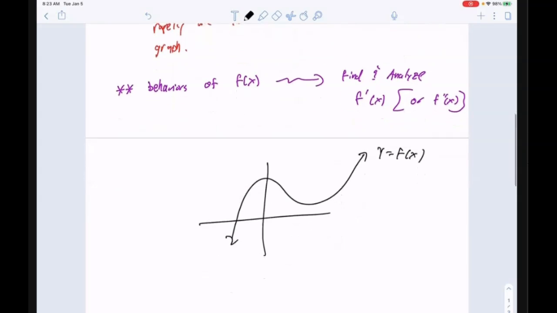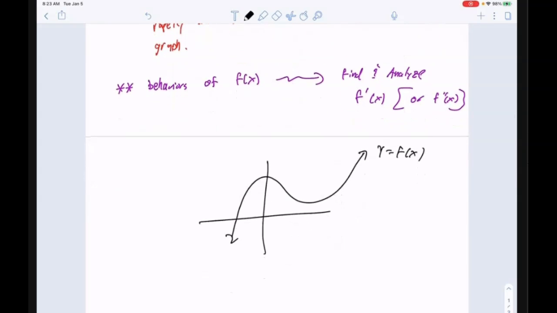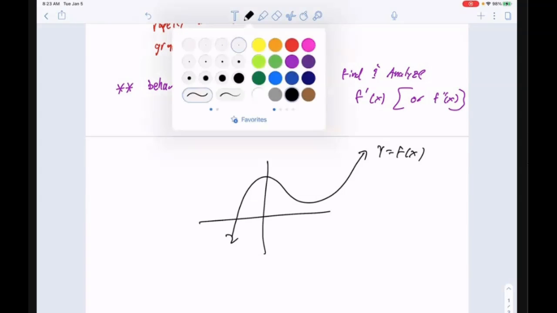Here is a graph of y equals f of x. Now, once again, notice that I do not have any scale, x and y scale like 1, 2, 3, 4. So we don't know where things start changing. We can eyeball them, of course, but that's not the purpose of what we're doing.